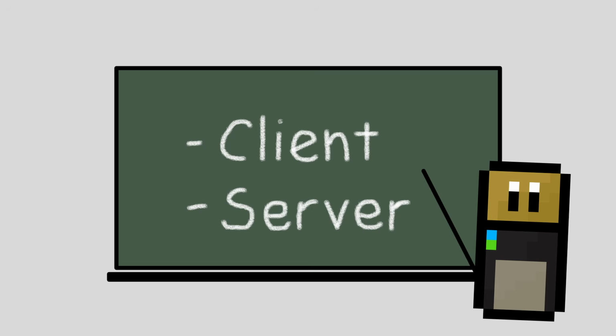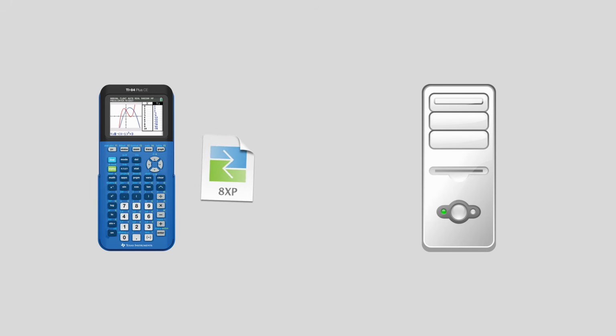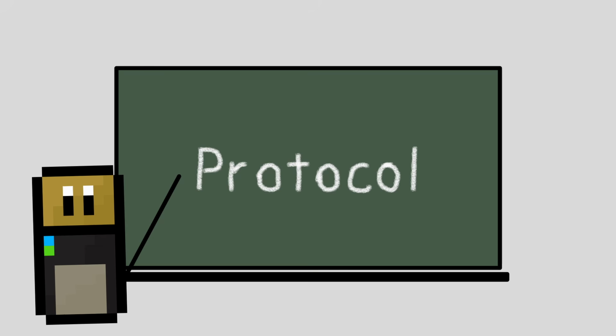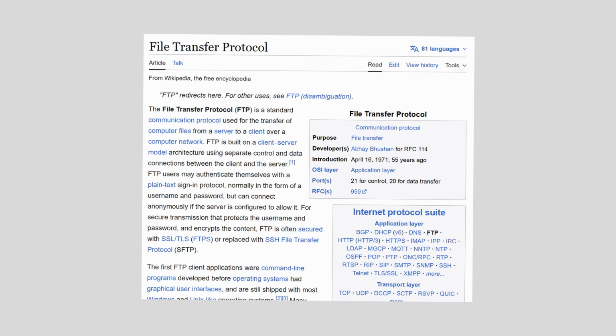In order to get this working, we'll need two main components: the client, which in this case is the calculator, and the server, which is where all the files will actually be stored. My goal is for the calculator to be able to upload and download files from the server when needed. We'll also need to determine what protocol to use for file transfer. The protocol is essentially the language that the server and the client will use to communicate with each other over the network. I think it makes the most sense to go with the FTP protocol, since it's quite simple.